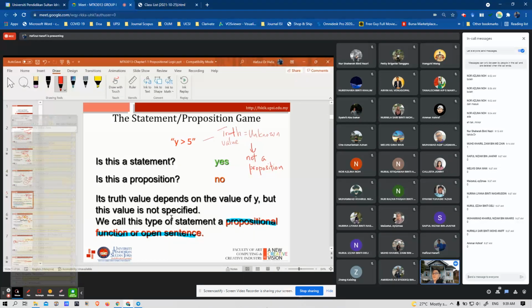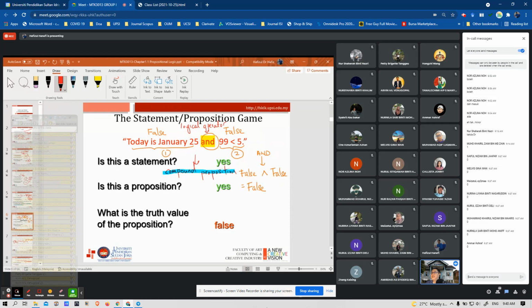Now, is this a statement? Also yes. Is this a proposition? No, because the ambiguity is not clear. It is not clear because y is unknown. y can be a statement, or a hypothesis, or any value. The truth value is unknown, so it cannot be a proposition. You need to take notes. The truth value depends on the value of y, but the value is not specified. We can call this type of statement a propositional function or open sentence. Open sentence means it can be anything.